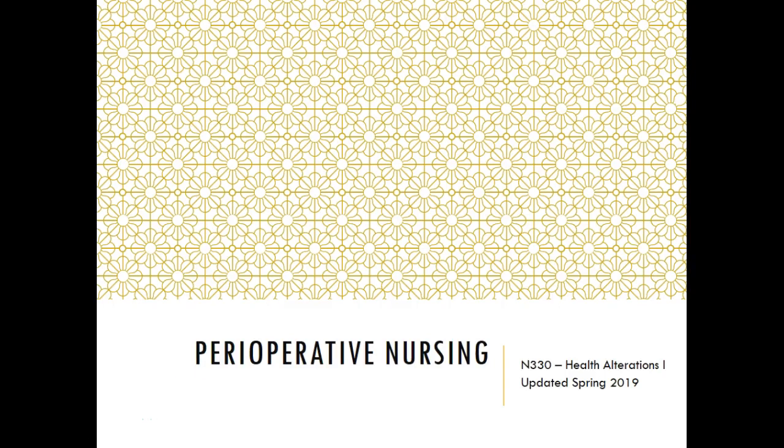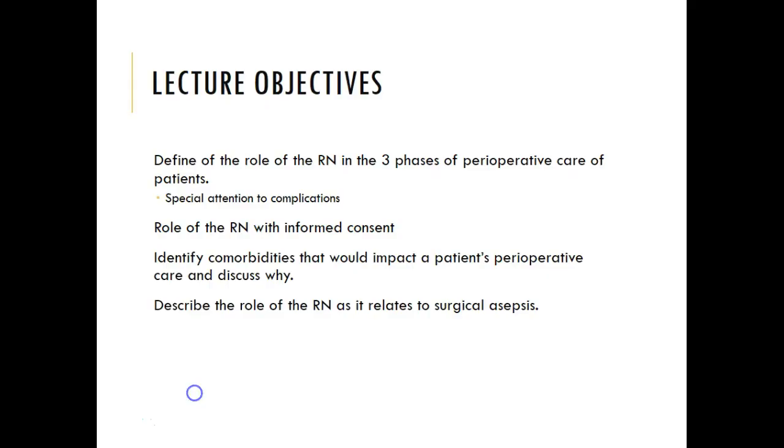We're going to talk about perioperative nursing today. Objectives: know the role of the nurse in the 3 phases of perioperative care, the role of the nurse with informed consent, identify the comorbidities that impact a patient's perioperative care and discuss why, and know the role of the nurse as it relates to surgical asepsis.